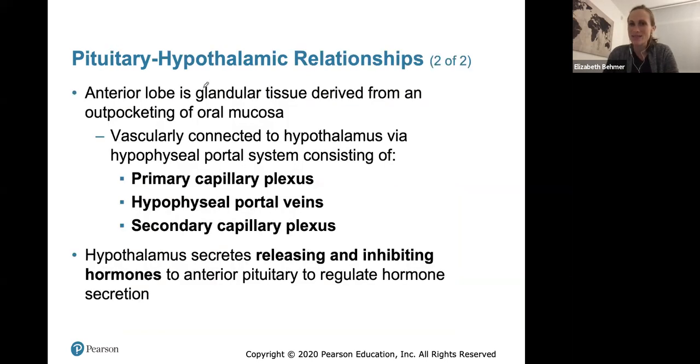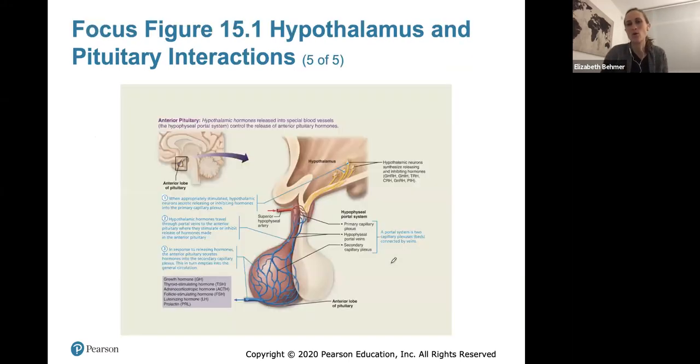The anterior lobe is glandular tissue. Because the anterior lobe is glandular tissue, it's connected to the hypothalamus via the hypophyseal portal system. And this consists of different plexuses of capillaries and veins. The hypothalamus will secrete what we call releasing and inhibiting hormones that will act on the anterior pituitary to regulate hormone secretion. So now this is looking at how the hypothalamus interacts with the anterior lobe of the pituitary gland.